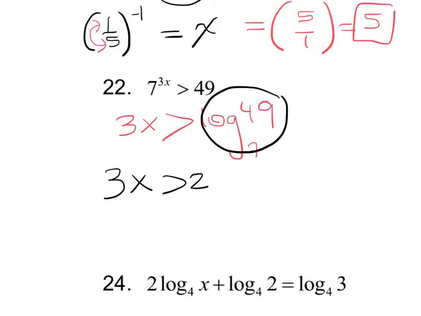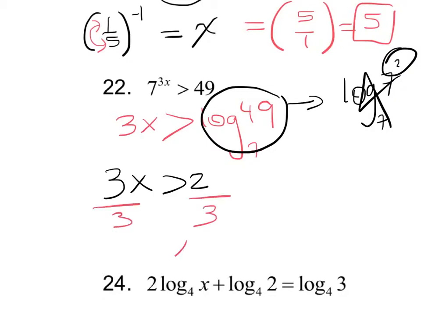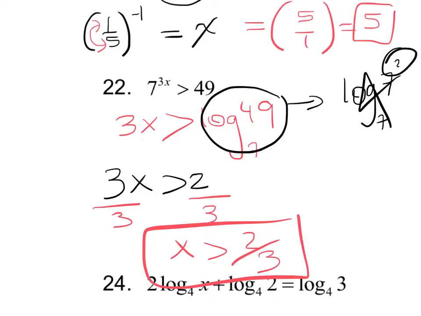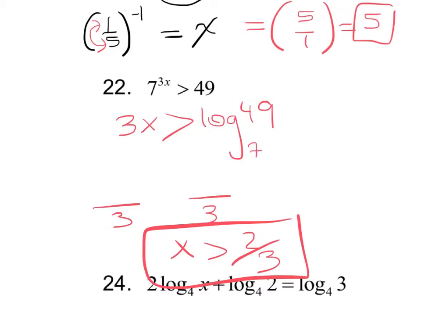Now to think of this, let's think of this on the side, my pre-AP. So log 49 would be 7 squared. 7, those cancel out, so you're left with a 2, and there's where this answer comes from. Now 3x greater than 2, so divide by 3, so x is greater than 2/3. This is one way to think of it. Now another way would be, so let me make some room.